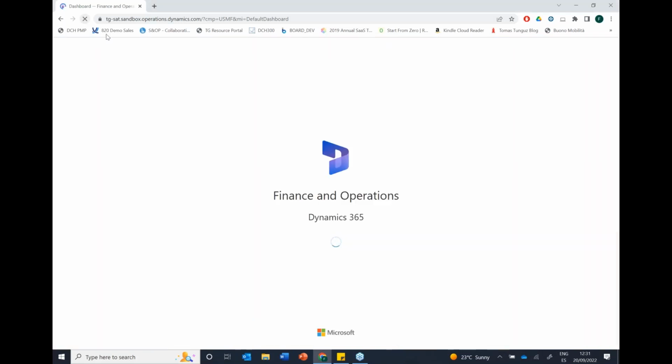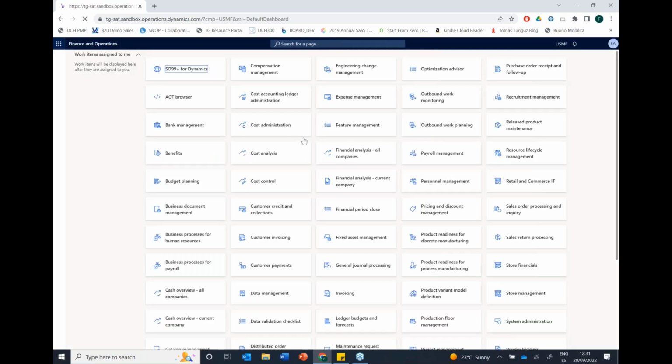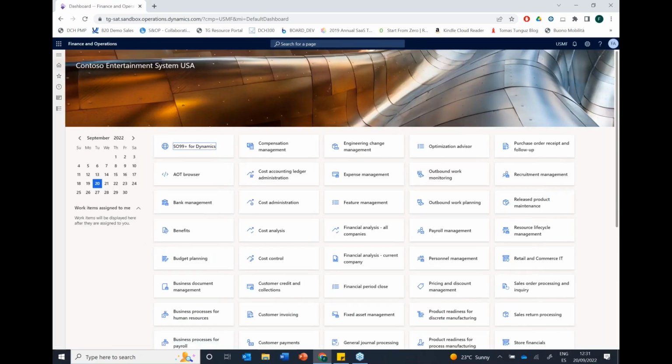All right. So I'm accessing Finance and Operations as a starting point. As we said, we will show you today SO99 for Dynamics. This is a plug and play solution that we install directly on Dynamics Finance and Operations. As you can see, when I open this instance of Finance and Operations, I have my application SO99 for Dynamics right on my home screen. And by clicking that, I'm accessing the application itself.